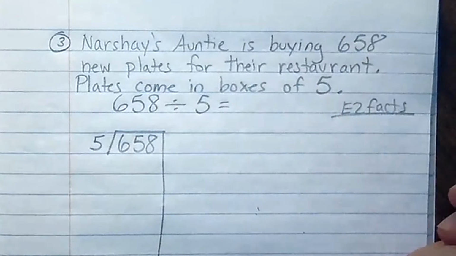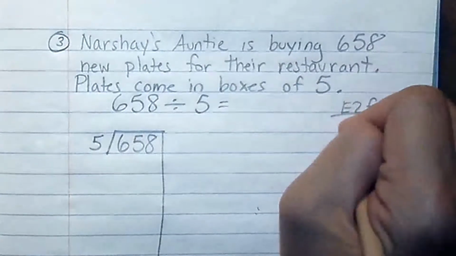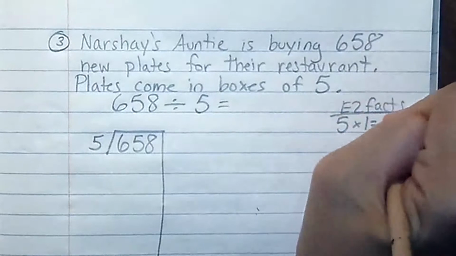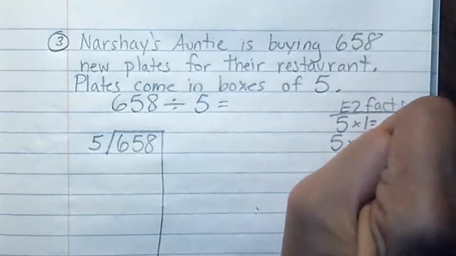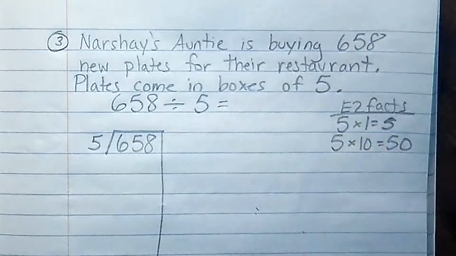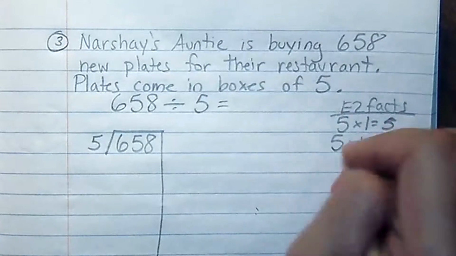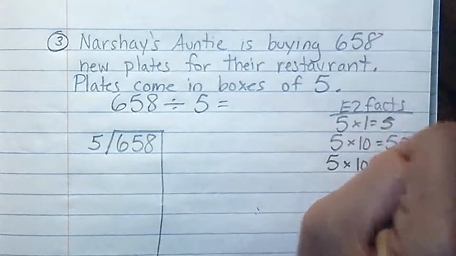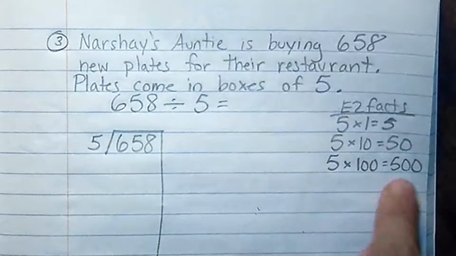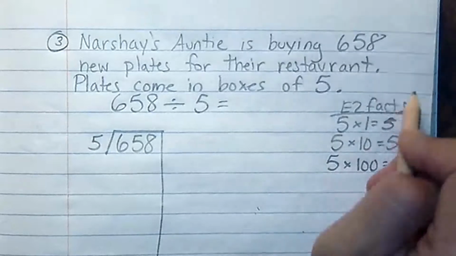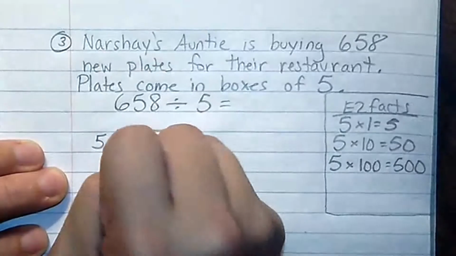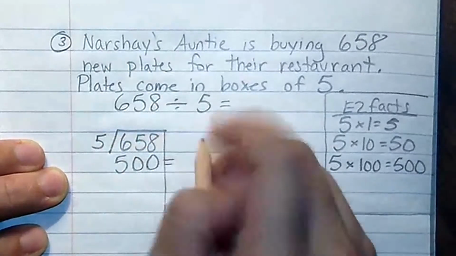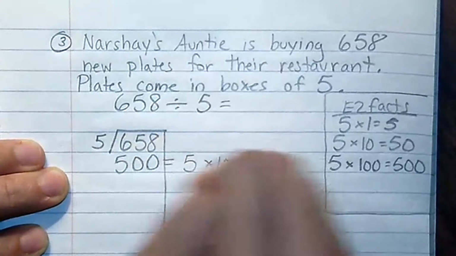What's my first fact that goes in my easy fact box? 5 times 1 equals 5. Then I should have 5 times 10 equals 50. Can I do 5 times 100? Yes, because it's still smaller than my total. Well, that gives me a good place to start, doesn't it? All right, I'm going to leave my easy fact box open. But let's start with 500. It'll help us bring this number smaller. 500 equals 5 times 100.